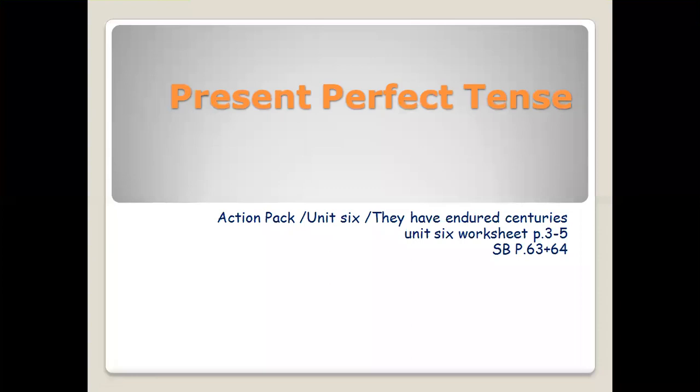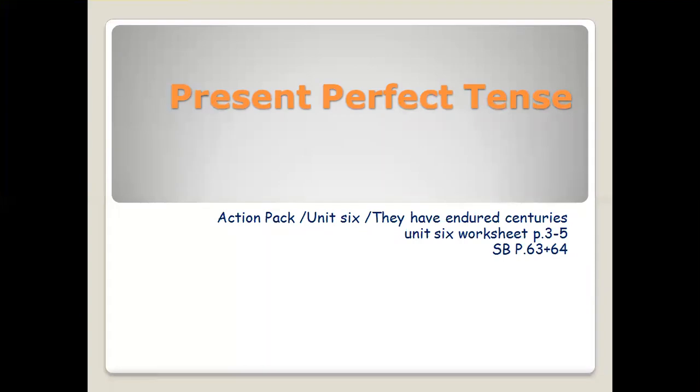It's a lesson from your book Action Pack. The title of the unit is "They Have Entered Centuries." You can also find this lesson in your worksheet from page 3 to 5, and it will be attached, inshallah, on the website. Student book pages 63 and 64.